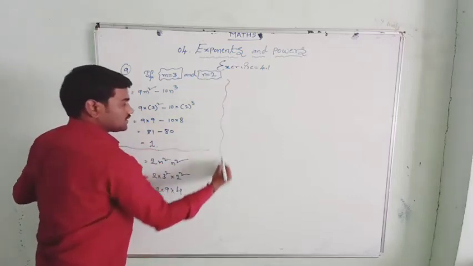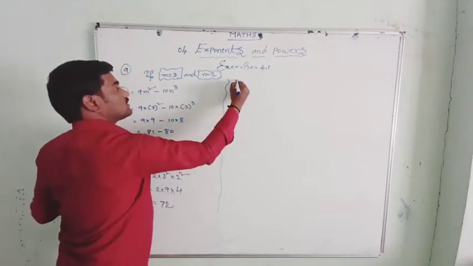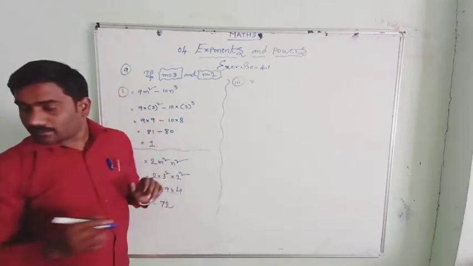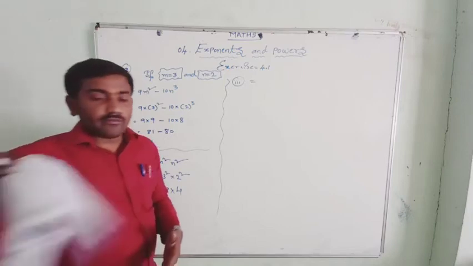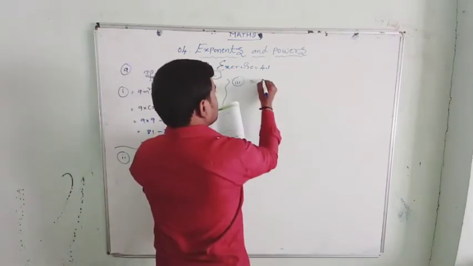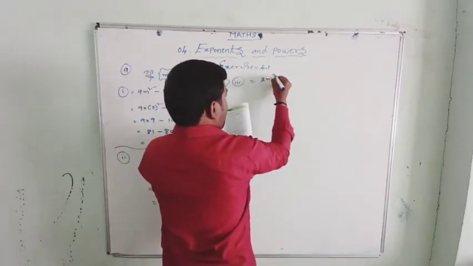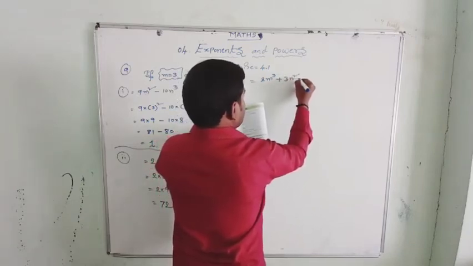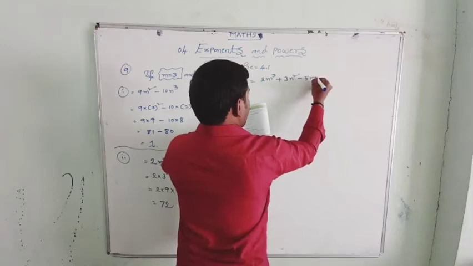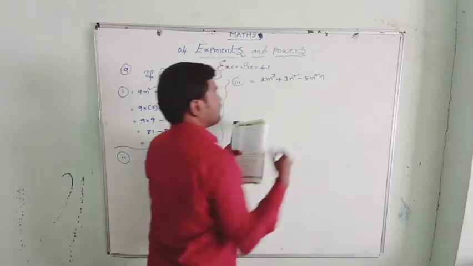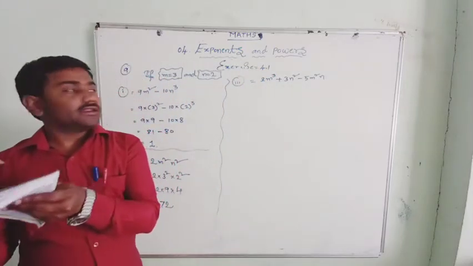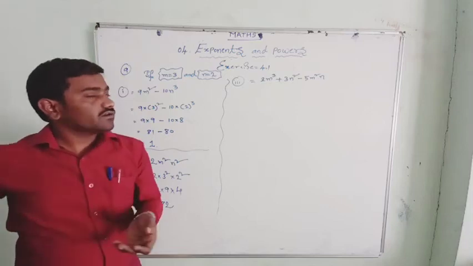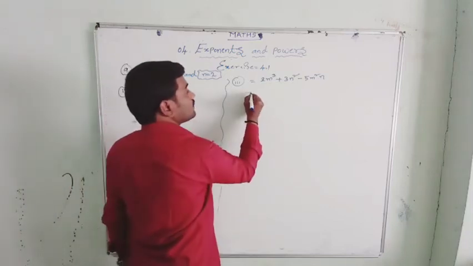So we got this answer also. So this is the third one, 2m cube plus 3n square minus 5m square n. So here let us find out where the m value and n values are.